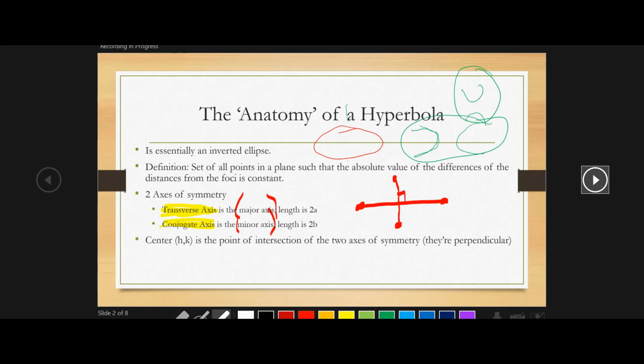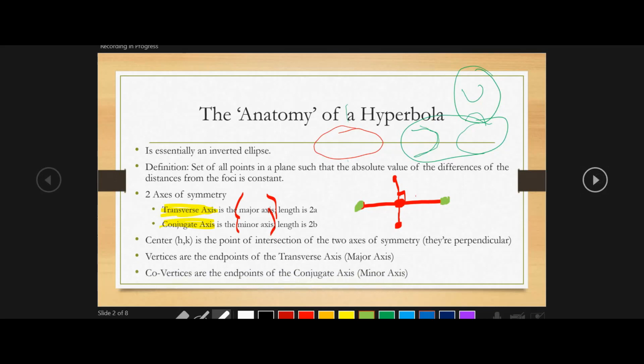The center is still (h, k), and the center is the point where those two axes intersect. So that's our center there, (h, k). And the axes are still perpendicular, as they were with the ellipse. Just to review the vocab, the vertices are the endpoints of the major axis, and the co-vertices are the endpoints of the minor axis, or the conjugate axis.